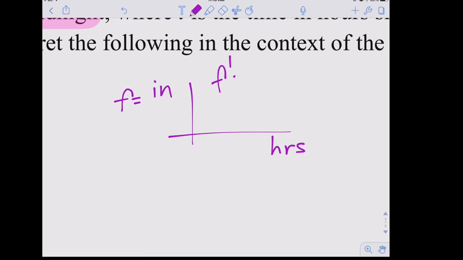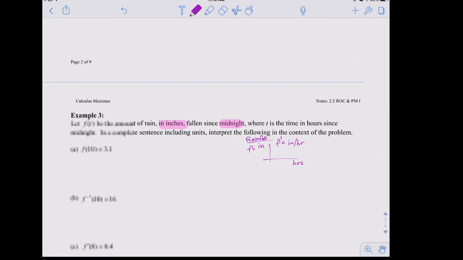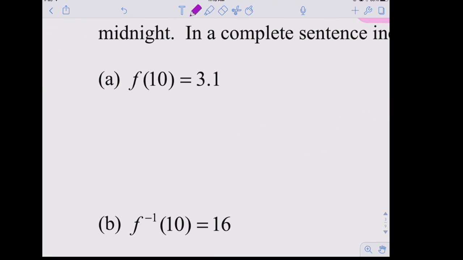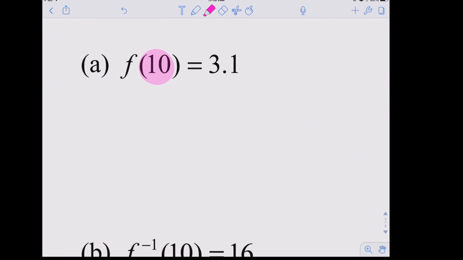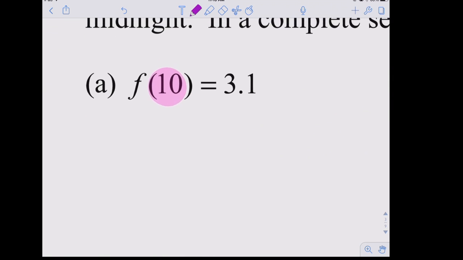f prime, then, I know for sure is going to be what units? Inches per hour. That's the rate of change of rainfall. So let's say we're just measuring rainfall. That's a little bit easier than saying the number of inches that have fallen. We're measuring rainfall. You'll be okay with that? All right, so f of 10 equals 3.1. 10 is going to be what? What's that first sentence?